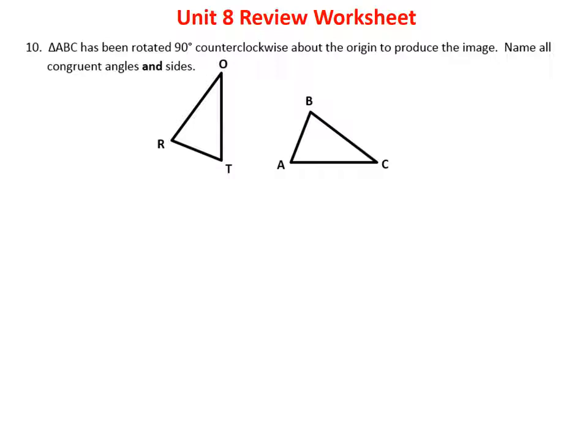Number 10 says that triangle ABC has been rotated 90 degrees clockwise about the origin. Name all of the sides, angles, and sides. Well, so this is what I've got. I've got a 90-degree rotation. First thing I notice, if I want to just check myself, is that when I shift it, A becomes T, B shifts over to R, and C shifts over to O.